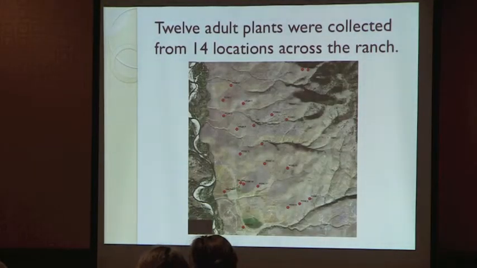So what we did, well, what Lauren mostly did, is go to 14 different locations across the ranch and physically dig up 12 adult plants from each location. We stratified the sampling design, first of all, just to take up as much space on the ranch as we possibly could. We were interested in examining variability at the scale of the ranch, and so we went far north and far south, far east, and far west.